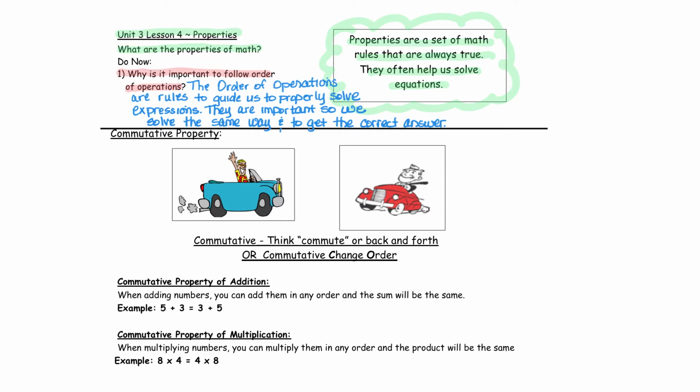The first property we're going to talk about today is the commutative property. So when we think about the commutative property, we think commute or back and forth, or commutative, change order. Notice a little hack or a little trick for the commutative property is the C and the O for change order. The C and the O in the commutative property word.